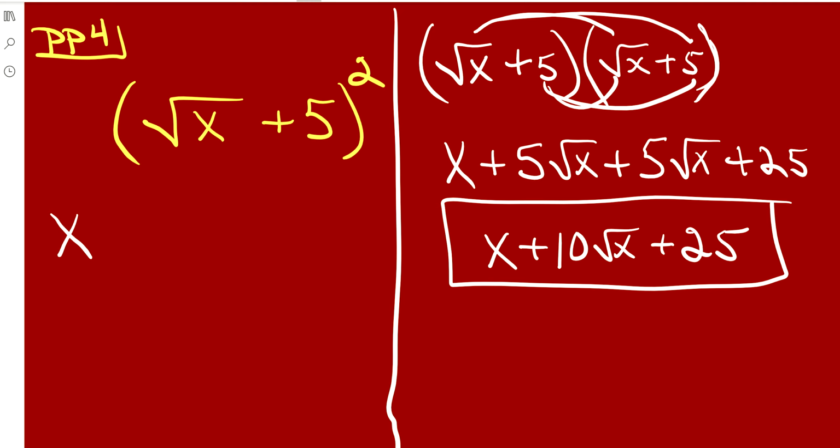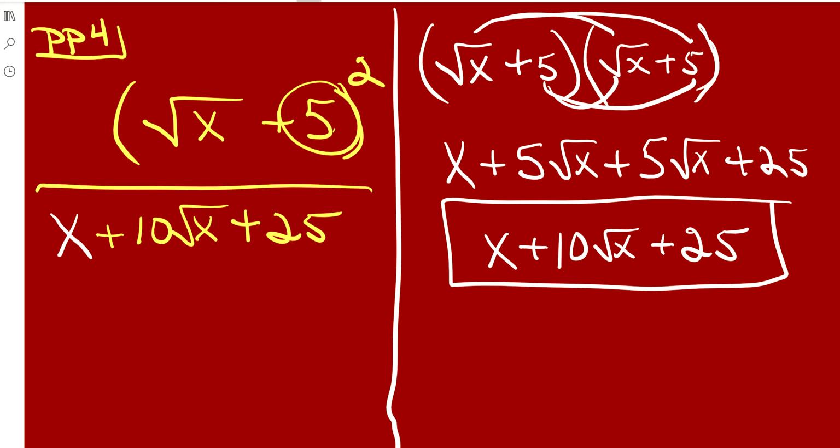Then my middle term are going to be these 3 numbers that we see multiplied together. So this is 2 times 5, which is 10. 10 times the square root of x equals positive 10 square root of x. And then lastly, I'm going to square the 5. 5 squared is 25. And then this is my answer on the left side.